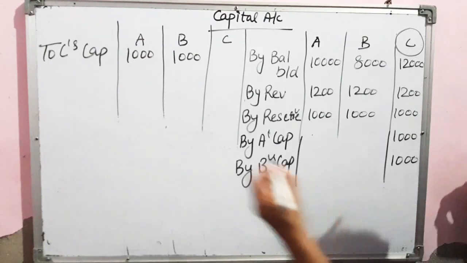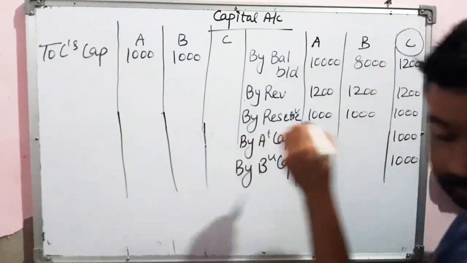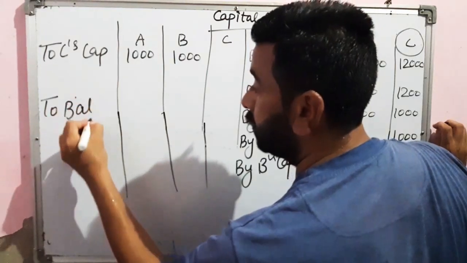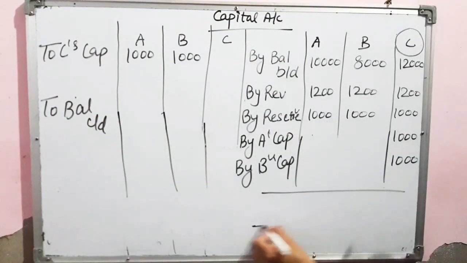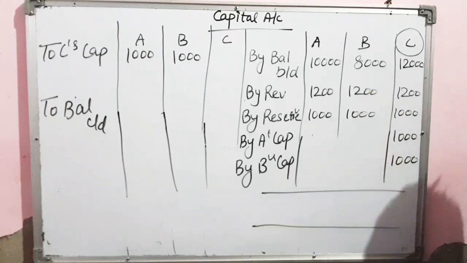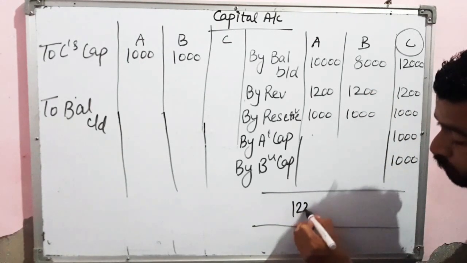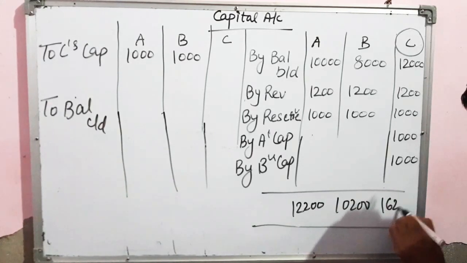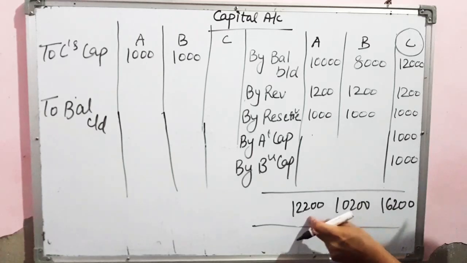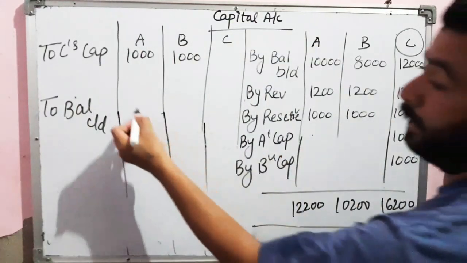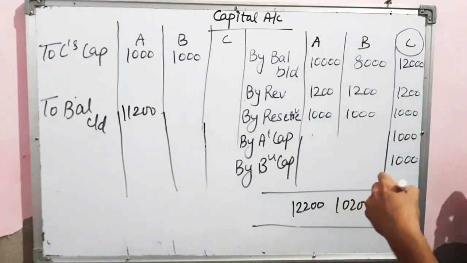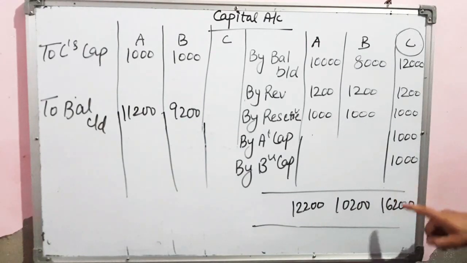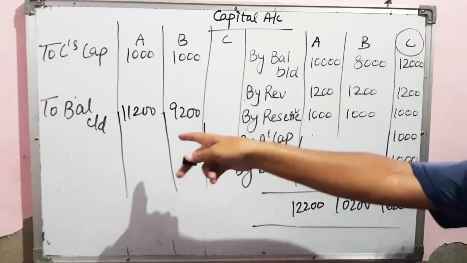Next is the balance carried on. So first of all we will total this. The total of this is 12,200. Next is 10,200 and the last one is 16,200. So 12,200 minus 1,000, that's 11,200, 10,200 minus 1,000, 9,200. And you must remember that there will be no balance carried on of C.